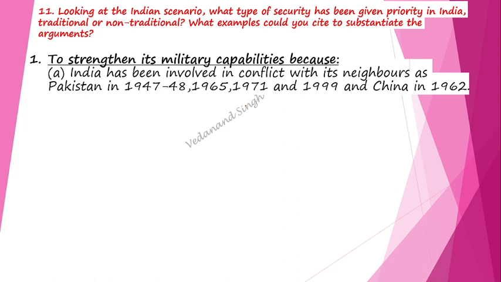See, first of all, in India, priority is given to strengthening its military capabilities. India's military capability has been improved and strengthened, because India has been involved in conflict with its neighbors: Pakistan in 1947-48, 1965, 1971 and 1990, and China in 1962. These are the border countries of India, that's why it has to improve its military power.